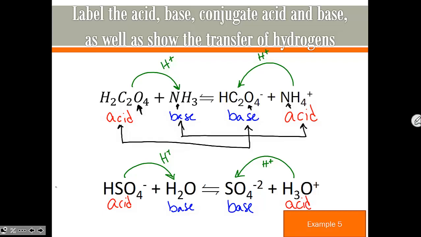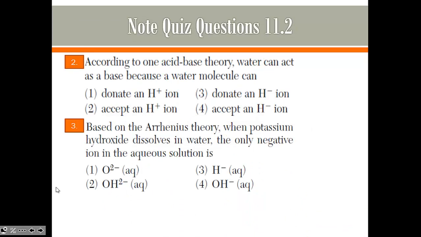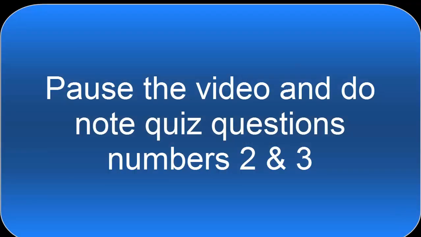Your conjugate pairs, therefore, are bisulfate becoming sulfate and sulfate becoming bisulfate, or water becoming hydronium and hydronium becoming water. You're now able to answer note quiz questions 2 and 3. Again, in the back of your packet, make note of which answers you choose, and at the end of the video, record those answers in the Google form provided.